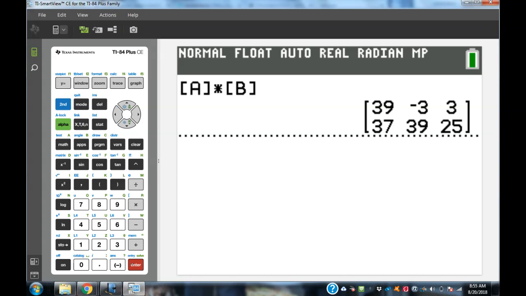Okay. If by chance you put those in there and didn't look at the dimensions beforehand and you just had it do the calculations, if the dimensions don't match, it's going to give you an error and say dimension mismatch. That's what it's going to say.